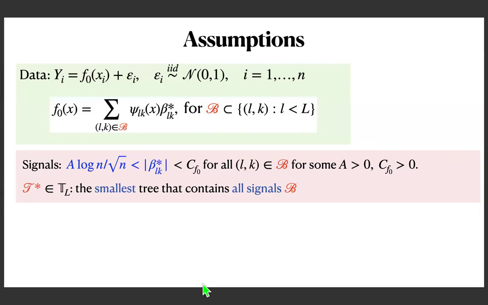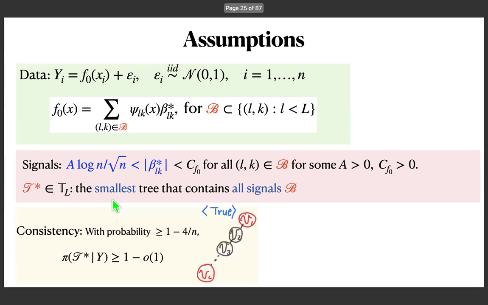Now, I will share the assumption of our work. The assumption is essentially on the intensity of the signal. And I think this blue part, the lower bound, is important. When we have a certain strength of signal, what we can show is that, I first need to define the true tree. We define the true tree as the smallest tree that contains all the signals. And with that strength assumption, what we can show is that the posterior will be concentrated on the true tree.